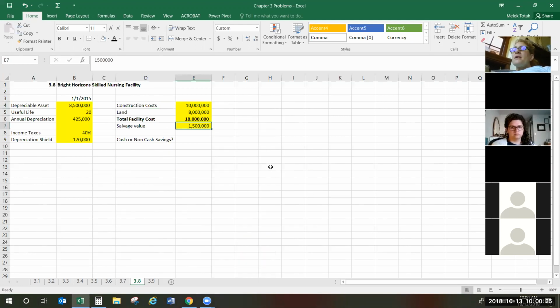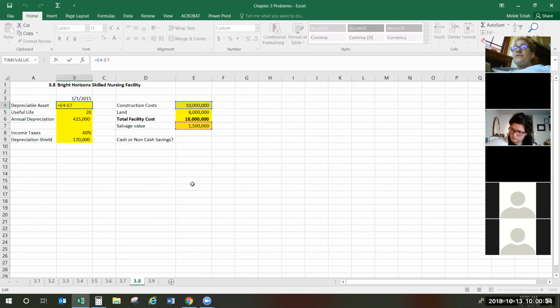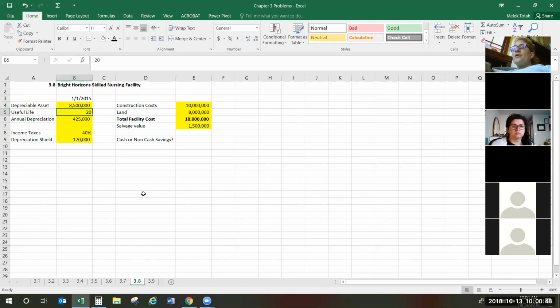And we talked about that before. Salvage value, you can deduct the salvage value from your depreciable base. So when you're calculating your basis for depreciation, you can take your construction cost less your salvage value. And that gives you the amount that you're going to depreciate, which is 8.5 million in this example. Your useful life is 20 years, so you're going to divide the 8.5 million by 20 years to come up with your annual depreciation. In this case, it's 425,000. Okay? Does everyone understand that? Got it. You got it?